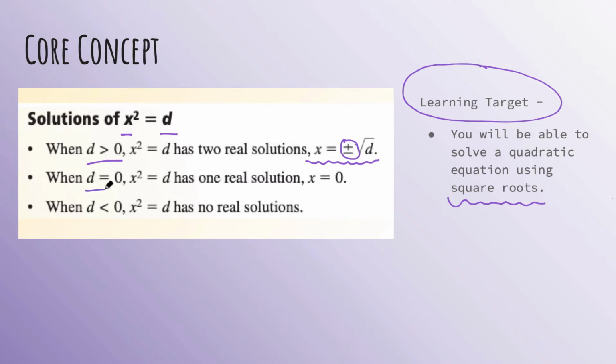If d is equal to 0, then x squared is equal to 0. So when we take the square root of both sides, well, the square root of 0 is just 0, so there's one real solution. And lastly, if d is a negative number, then x squared equals d has no real solution. There's not a real number that will be the solution, because the square root of a negative number is not going to be a real number.